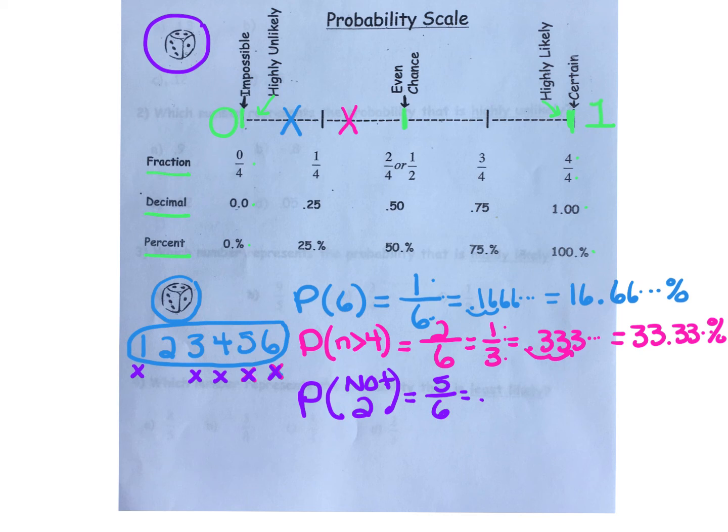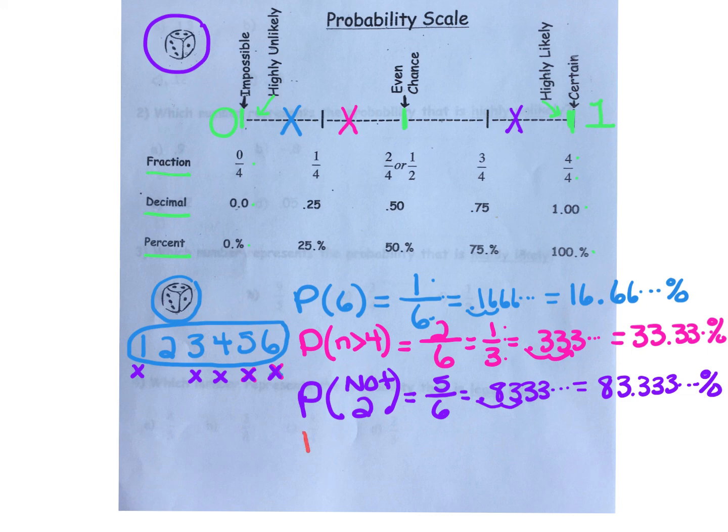You should have gotten 0.8333 repeating. When you multiply by 100, scoop, scoop, you should get 83.333 repeating percent. On the probability scale, that's up above 75%, right about here. Your chances are pretty good.